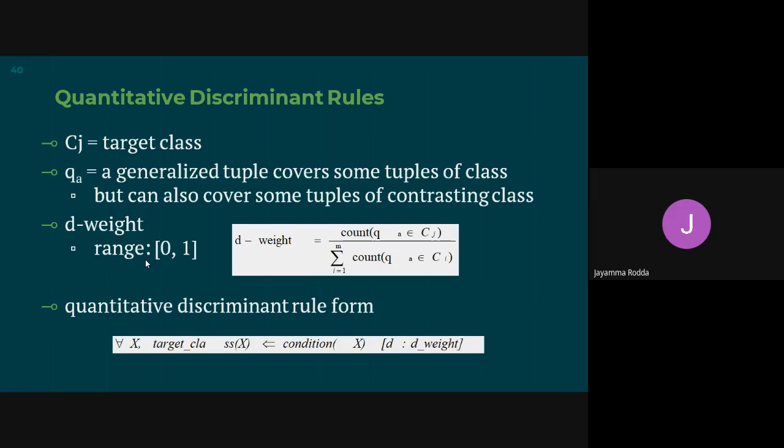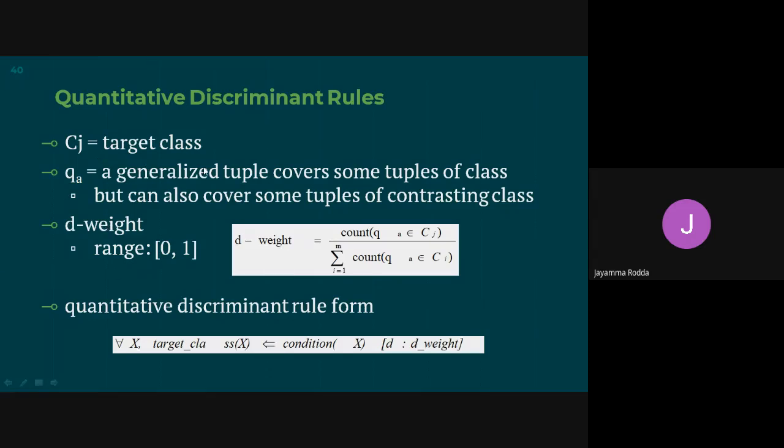This quantitative discriminant rule will provide us the information about the discriminative features of both the target and contrasting classes based on the comparison that we have described. This quantitative rule is important because in that way we can find out the interestingness value between the two classes, and that interestingness measure we are calling here the D weight.